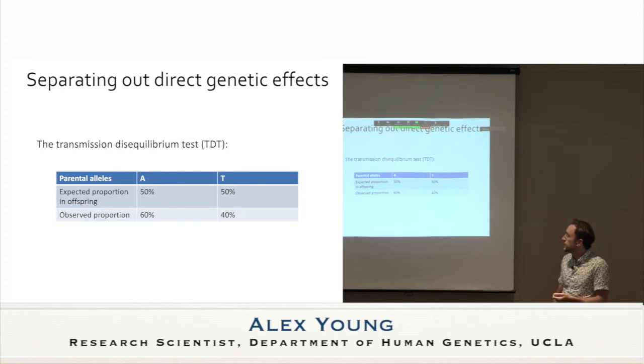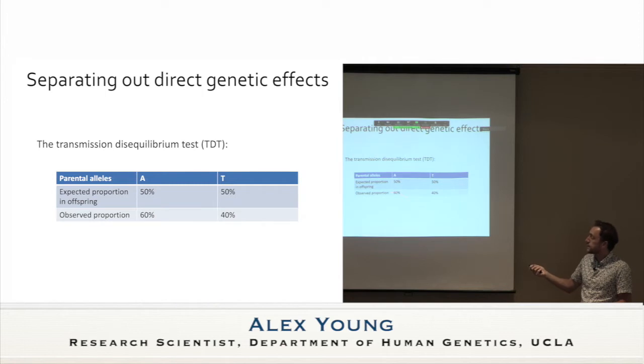So what people would do is they would take a sample of children who have a particular disease, and they would look at the genotypes of the parents and the genotypes of the offspring. And if you imagine a population of parents that are heterozygous for this particular SNP, so they have an A and a T allele, based on the laws of Mendelian segregation, you expect 50% to inherit the A and 50% to inherit the T. But let's imagine that A is causal for the disease.